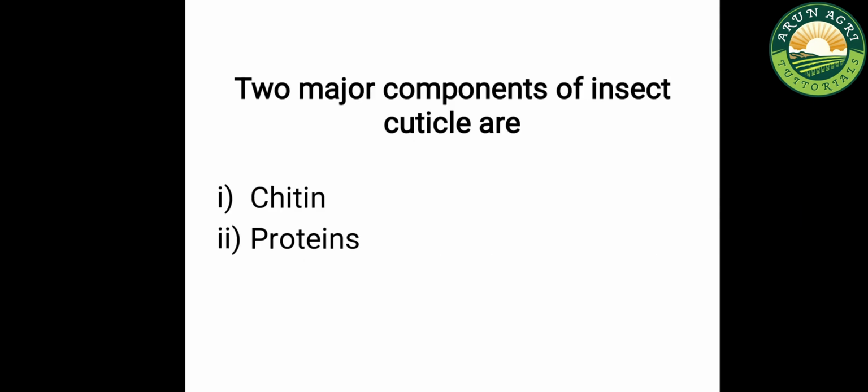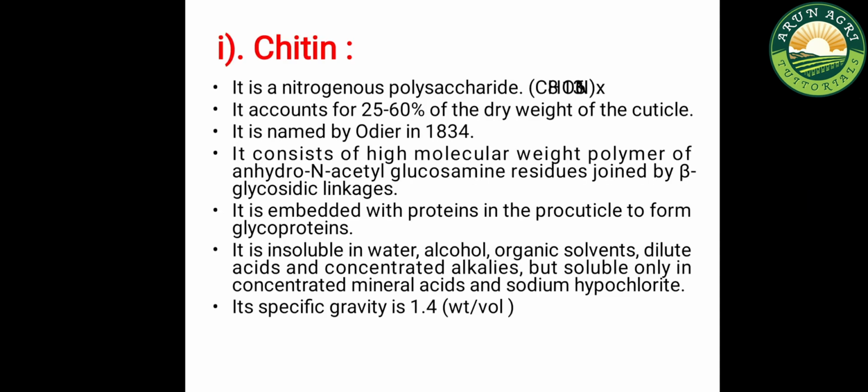Okay, so totally there are two major components of the insect cuticle: chitin and proteins. The first one is chitin, which is very important in case of insect integument. It is a nitrogenous polysaccharide. It accounts for 25 to 60% of the dry weight of the cuticle.